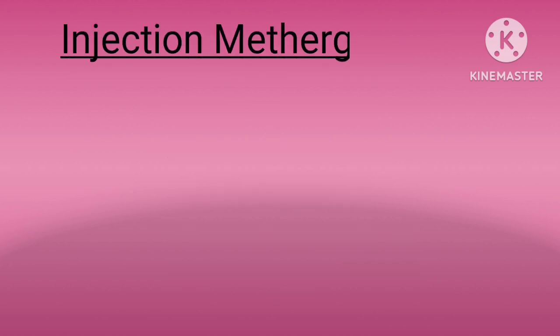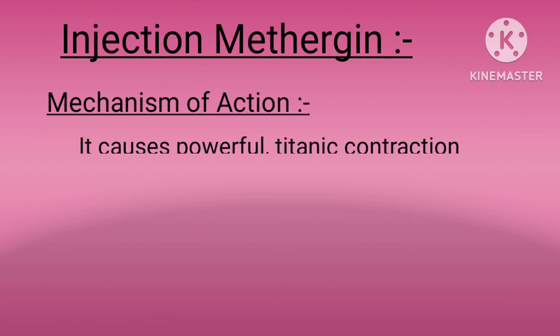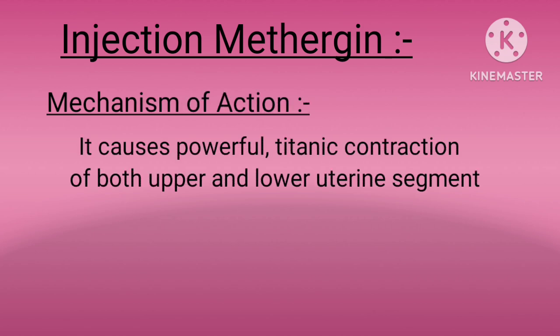Next is injection methergine. It is highly effective in hemostasis to stop bleeding from the uterine sinuses, either following delivery or abortion. And this methergine is somewhat slower in producing uterine response, taking 96 seconds in contrast to 55 seconds by ergometrine when administered intravenously.